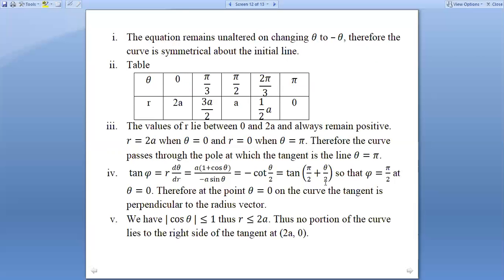But we are finding out at the point theta is equal to 0. So at theta is equal to 0, we have phi is equal to pi by 2. Therefore, at this point on the curve, the tangent is perpendicular to the radius vector. So at theta is equal to 0, the tangent is perpendicular to the radius vector.